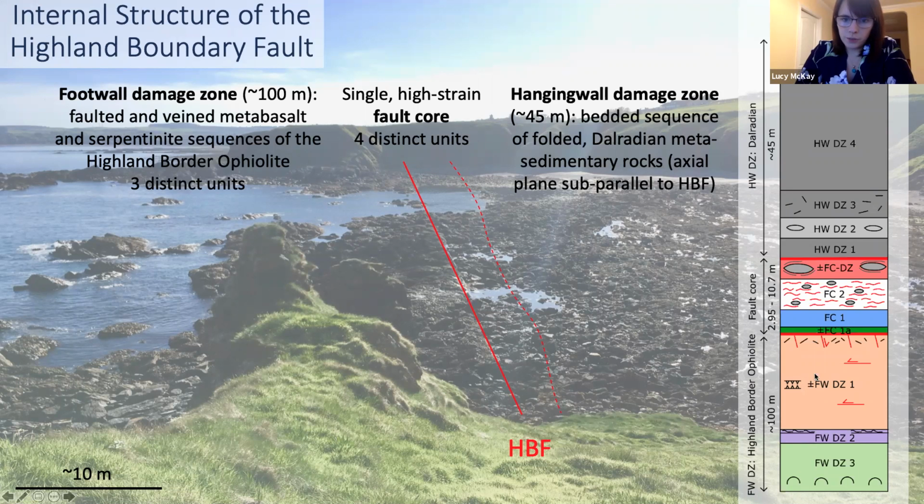So south to north, in a cross-fault transect, you've got the ophiolite into the fault core and into the Dalradian. I'm now going to go through each of these units and talk to you in a bit more detail about each, starting with this purple unit on the log being footwall damage zone 2. And then I'll try and explain how these observations have led me to attempt to see how the Highland Boundary Fault evolved through time.